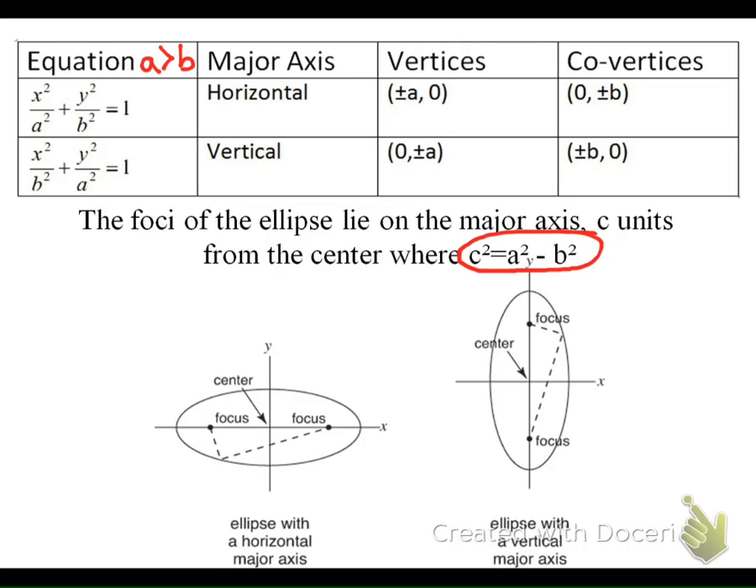We'll talk a little bit more about what it means when I say vertices and co-vertices. I have a more detailed picture on the next slide, but for right now, I would definitely write down everything in that table, and then you need to know the c squared equals a squared minus b squared part as well.